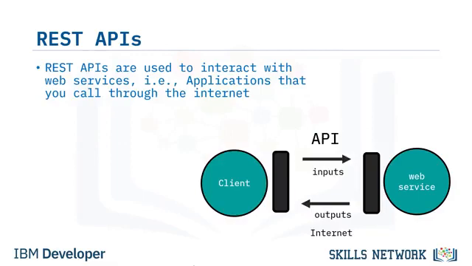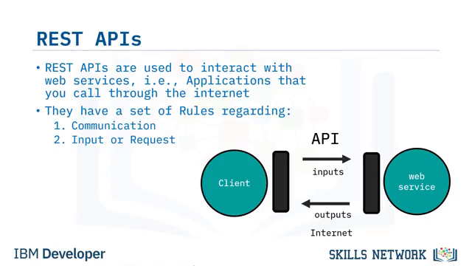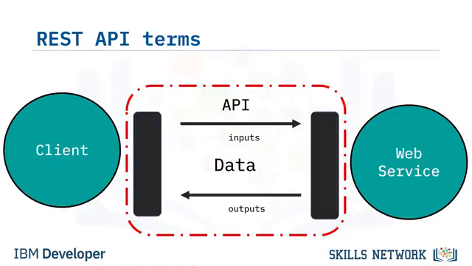In REST APIs, your program is called the client. The API communicates with a web service you call through the internet. There is a set of rules regarding communication, input or request, and output or response. Here are some common terms.